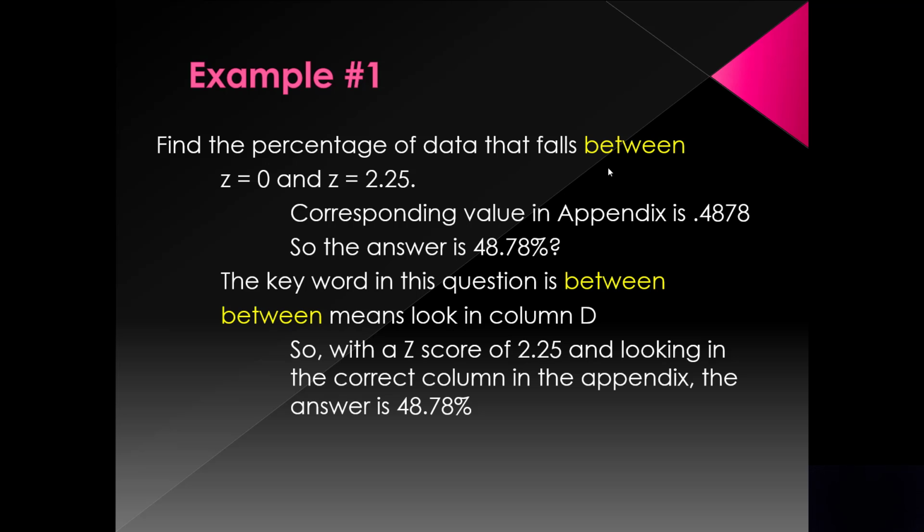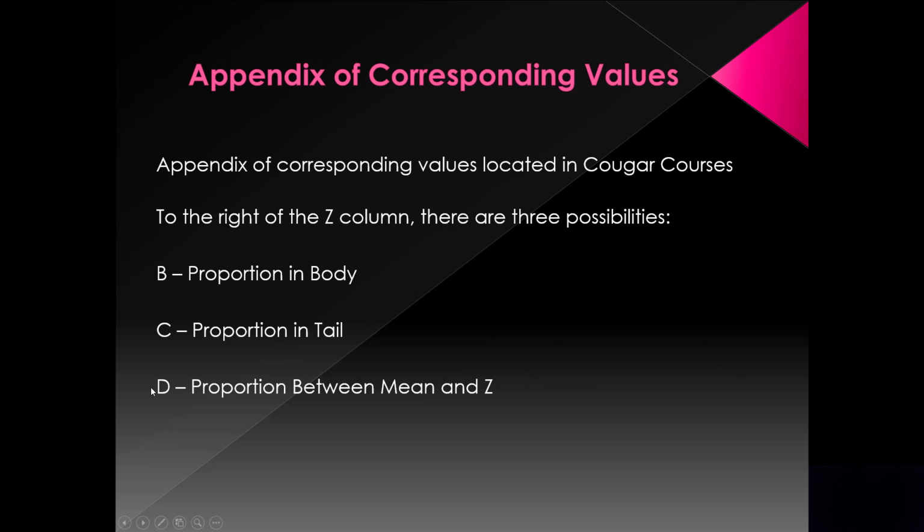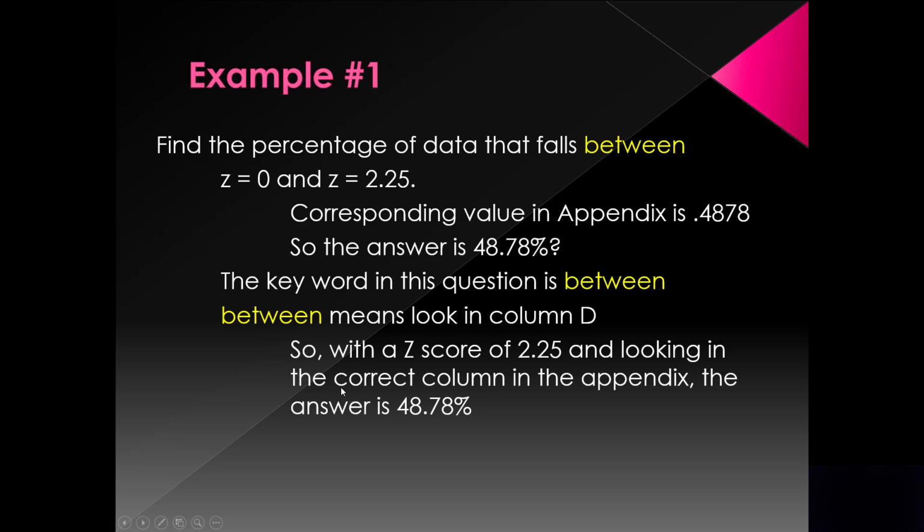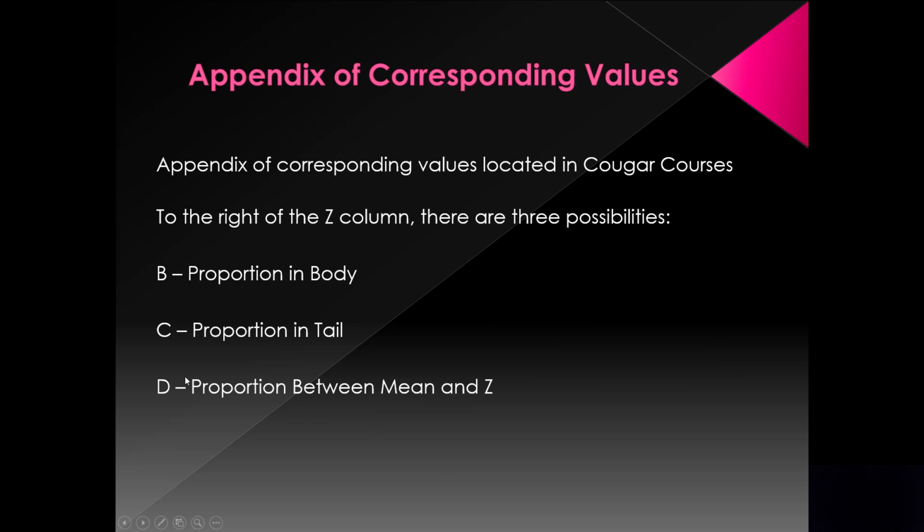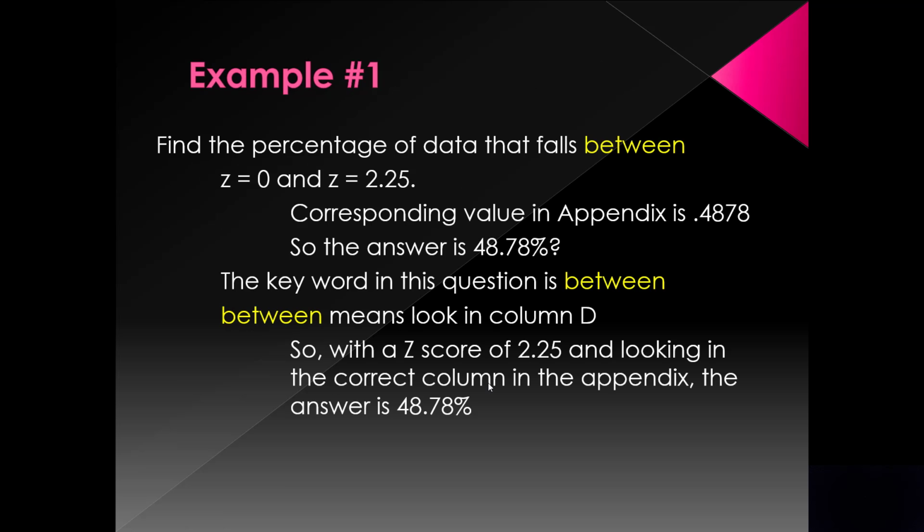But the key word here is between. If you see the word between in any problem, then you know automatically that you're going to look in the D column. That's the only place where between appears. So if you see a problem that says something that falls between 2 points, boom. When you calculate the Z-score, you're going to go directly across to between mean and Z. That's the easy one. So if I look in the appendix for 2.25, the corresponding value in the D column is 0.4878.